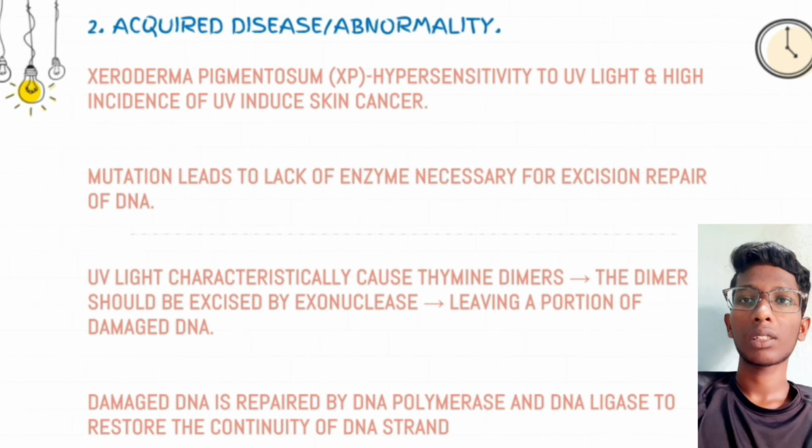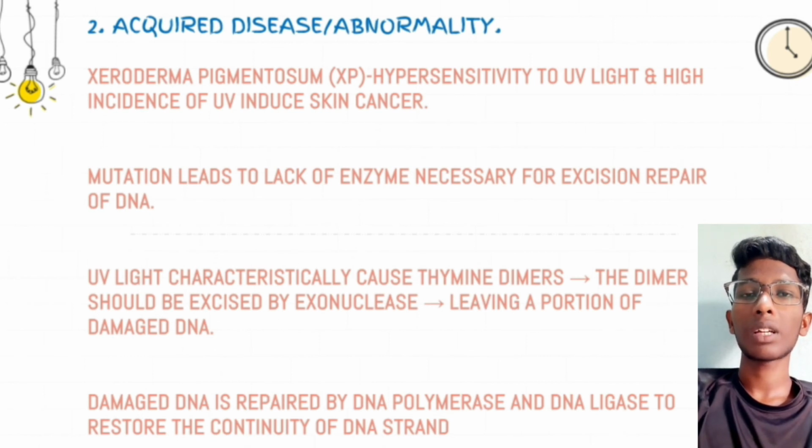Acquired disease abnormality, xeroderma pigmentosum, XP, hypersensitivity to UV light and high incidence of UV-induced skin cancer. Mutation leads to lack of enzymes necessary for excision repair of DNA. UV light characteristically causes thymine dimers. The dimer should be excised by exonuclease, leaving a portion of damaged DNA.